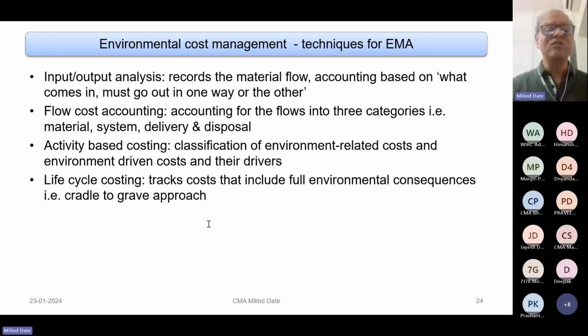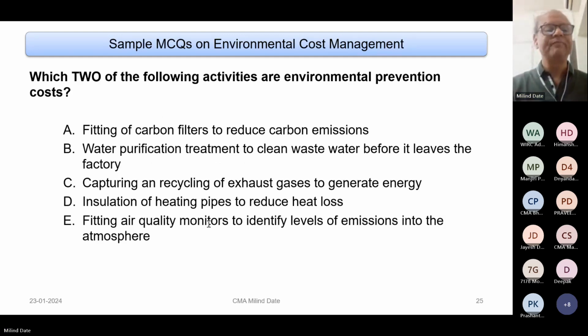So I am not going to concentrate only on current year's environmental consequences, but a full life, environmental consequences that a certain product or a certain process is going to generate. So it's like a cradle to grave approach. Let us look at an MCQ on this. Which two of the activities are environmental prevention costs?